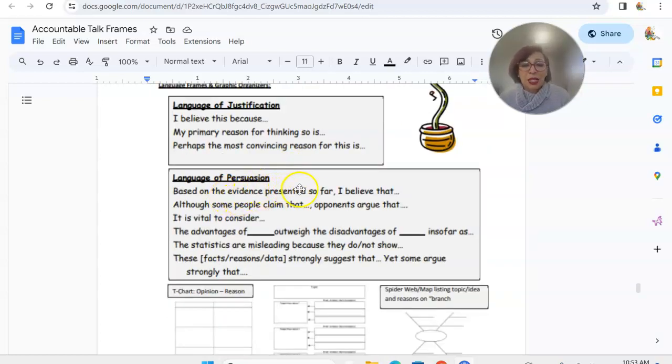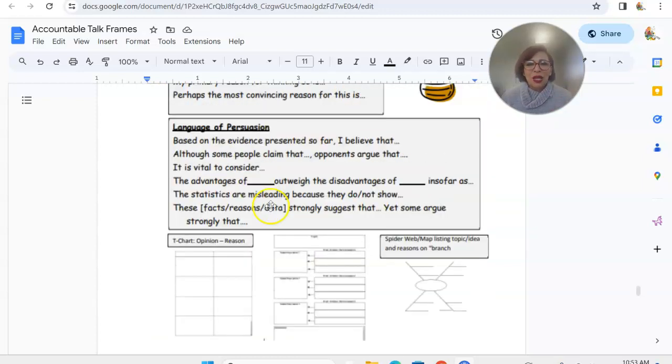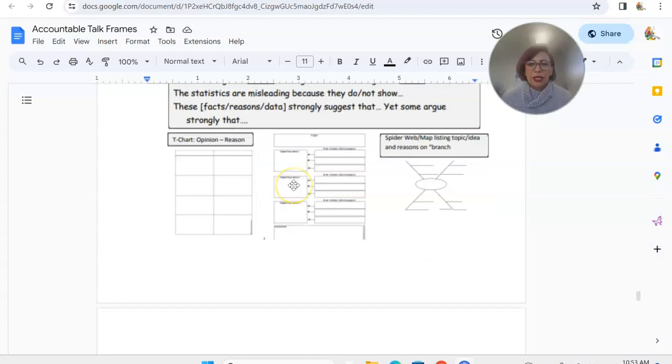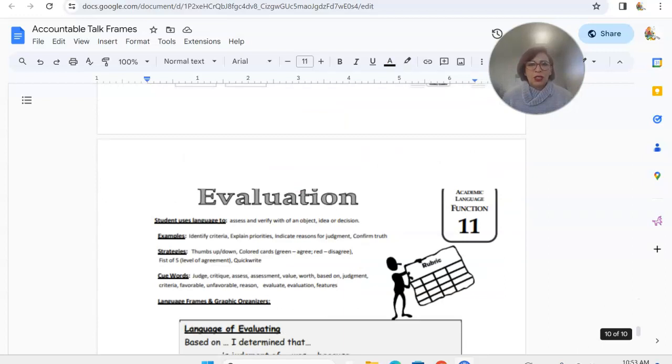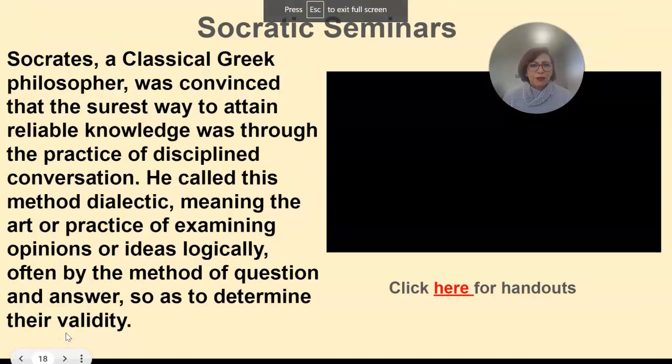"Based on the evidence presented so far, I believe that hot Cheetos should be sold at schools because, right, it is vital to consider..." So lots of great sentence frames and some academic vocabulary that they can use in any classroom. I'll leave you this so that you can have access to it. Like I said, I'll make sure that link is correct. All right, let's keep going.